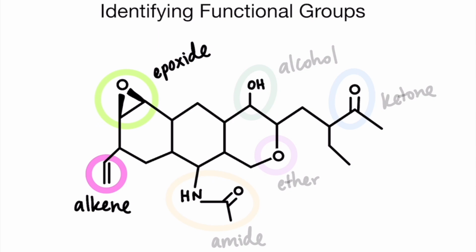Next to the right, we have a structure that looks like it might be a ketone or an amine. But because the carbon double bonded to the oxygen is adjacent to the NH, this is called an amide. Next to the right, we have a carbon bonded to an OH. This is called an alcohol.